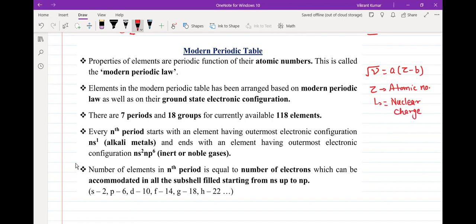And that's why this was the property of the element which was deriving all the remaining properties. It was decided after that, around 1913-14, that the story of atomic mass was left behind. We need to arrange the elements in the periodic table based on their atomic number and not on the basis of their atomic masses.